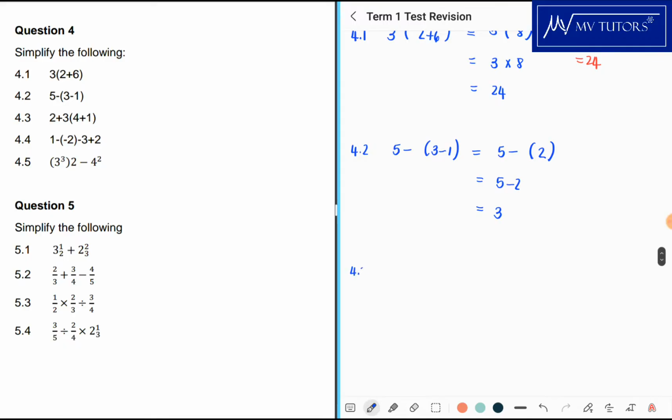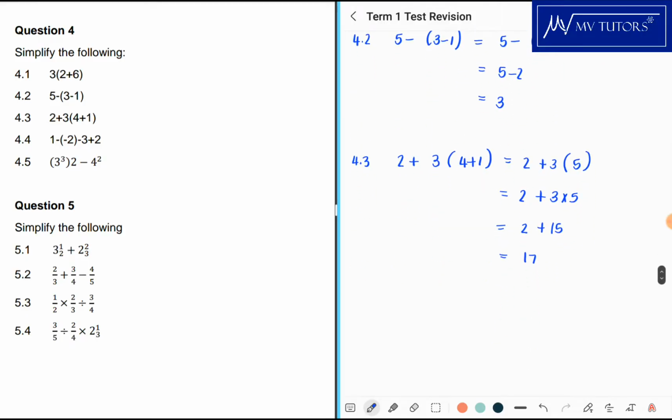Great. Now 4.3, we have 2 plus 3 times 4 plus 1. All right, so again, start with what's in the bracket. 4 plus 1 is 5. So now we say 2 plus 3 times 5. What is 3 times 5? That is 15. Correct. What is 2 plus 15? Simply 17.